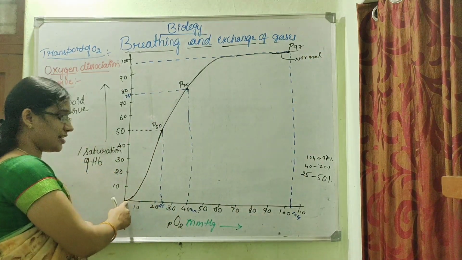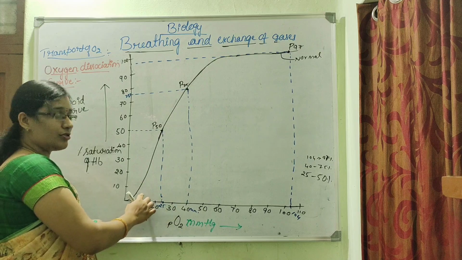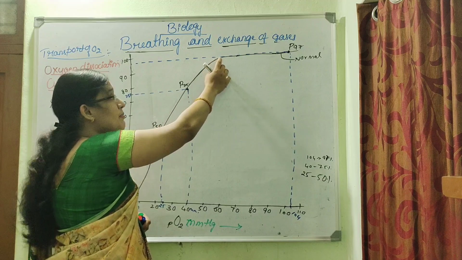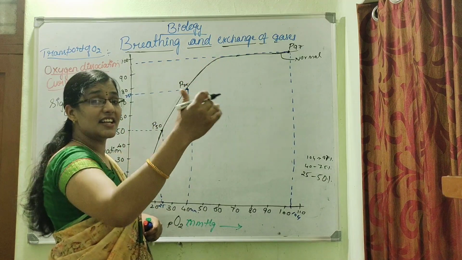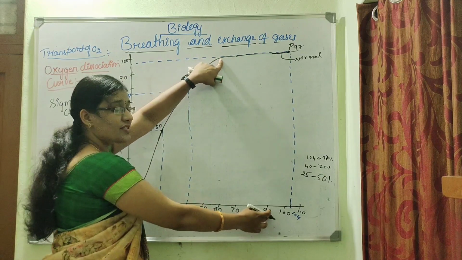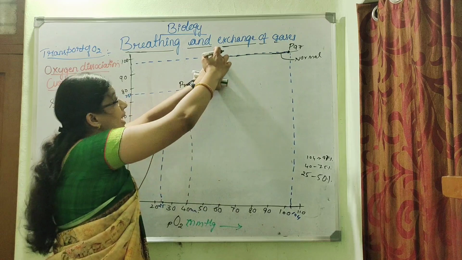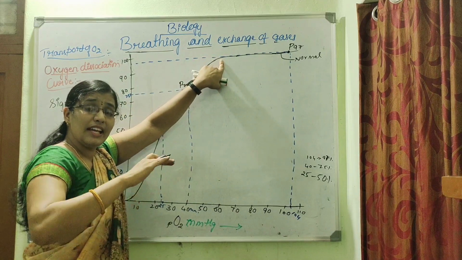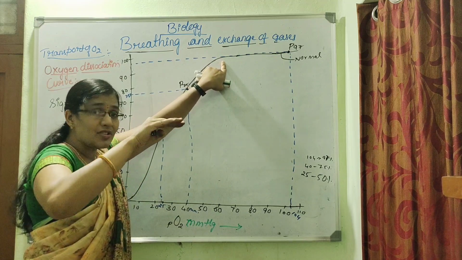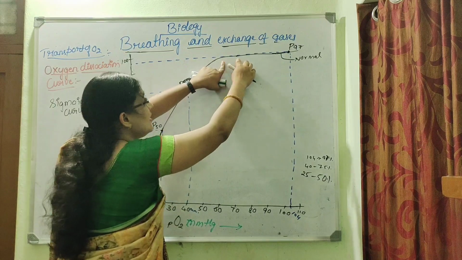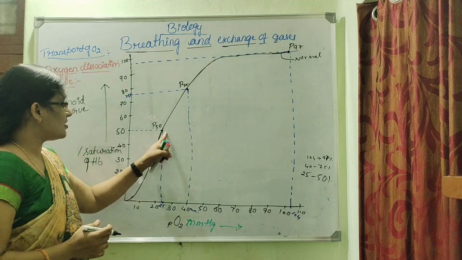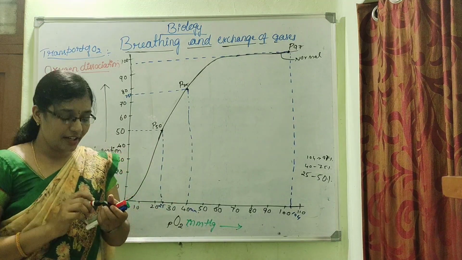See, initially there is no binding, and as the partial pressure goes on increasing, the binding of oxygen to hemoglobin rapidly increases. But after reaching a certain level, even though the partial pressure of oxygen is increasing, the binding of oxygen to hemoglobin remains constant. It remains constant because the saturation level has been reached. So this is nothing but the sigmoid curve, and this is the normal, under the normal conditions.